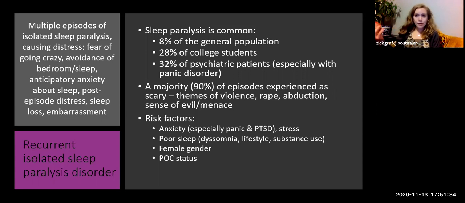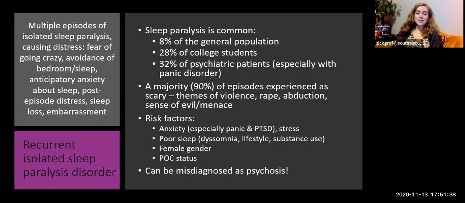Women and people of color are more likely to report episodes of sleep paralysis. And it's really important to know for health literacy purposes what sleep paralysis is, because people often think that they're going crazy when this happens. And if you describe it in a certain way, it can be interpreted as psychosis, especially for people who really believe that something actually happened, who don't attribute the experience to a sleep phenomenon, but attribute it to real aliens or real demons.